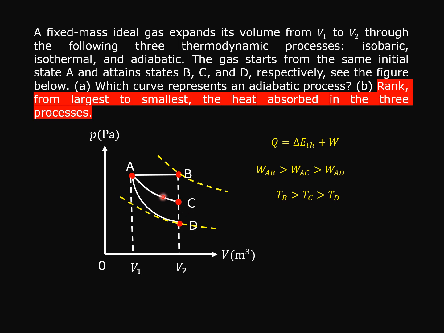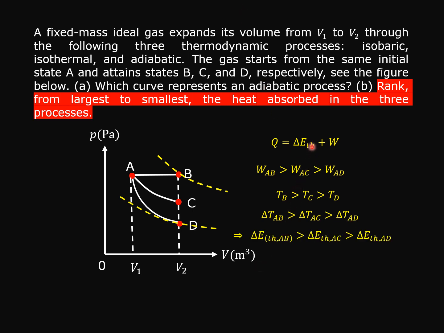The temperature at C, which is the same as A, is smaller than TB and larger than TD. So we have TB larger than TC larger than TD. Because the initial states for these three processes are the same, with the same initial temperature TA, we can know that the temperature change for process AB must be the largest, followed by the temperature change for process AC, and then the temperature change for process AD.